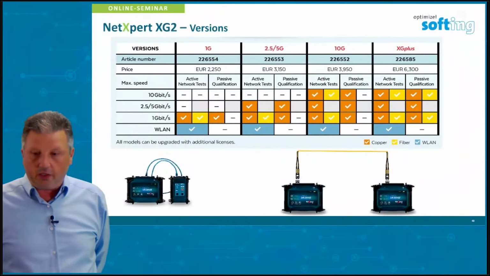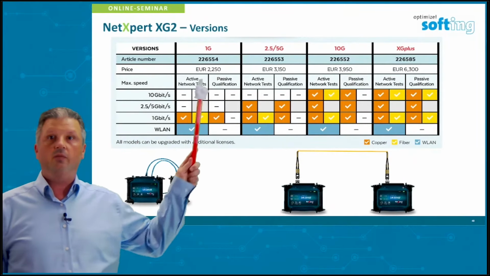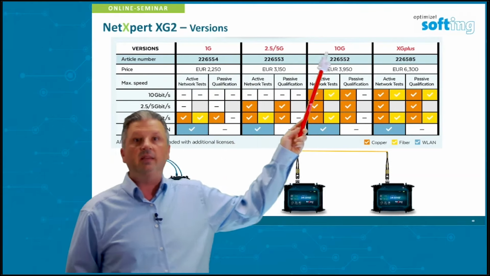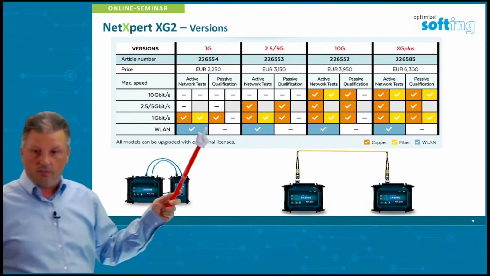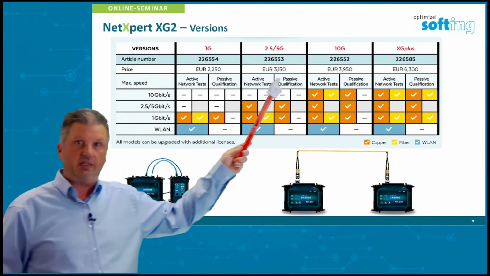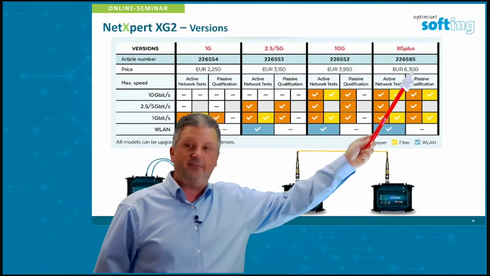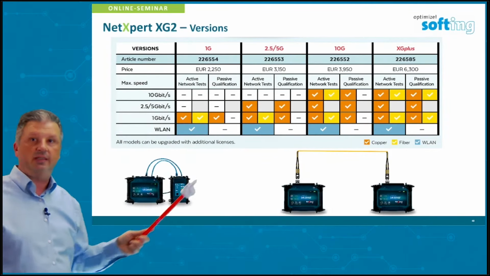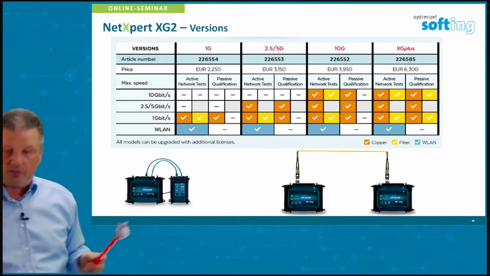An overview of our versions. You see we are starting here with the 1 gig version, then we have a 2.5 and 5 gig version, the 10 gig version, and then the plus version. So it's really starting with 1 gig, and then we go into the higher range of speed qualification, and at the top it is including copper and fiber. And you see copper is always with a main and a remote unit, and for fiber you have two main units and one remote in the setup.